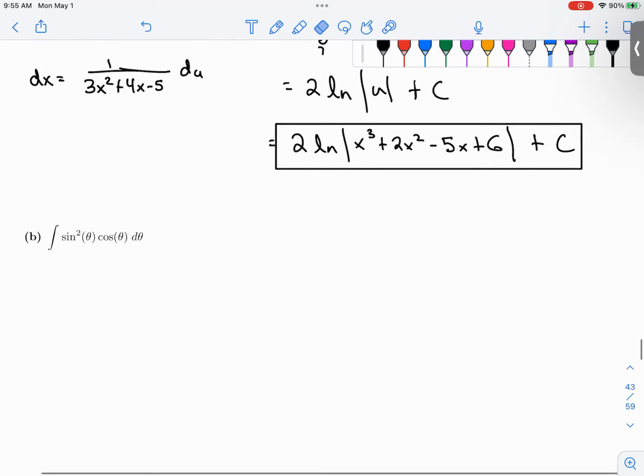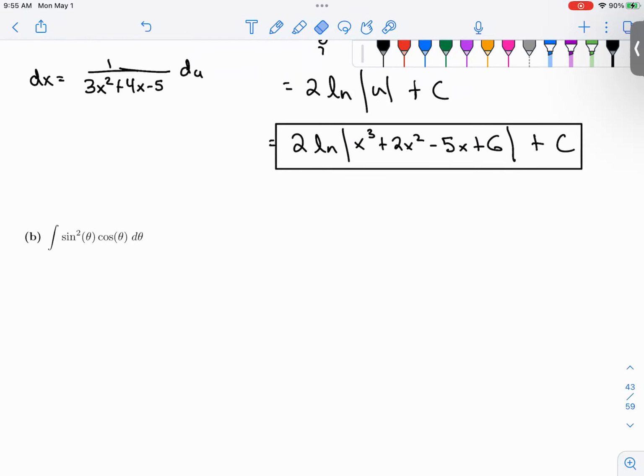Anything else? Okay, let's do this next one: the integral of sine squared theta times cosine theta d theta. Take a second. What do you think we should do? What should we make u?